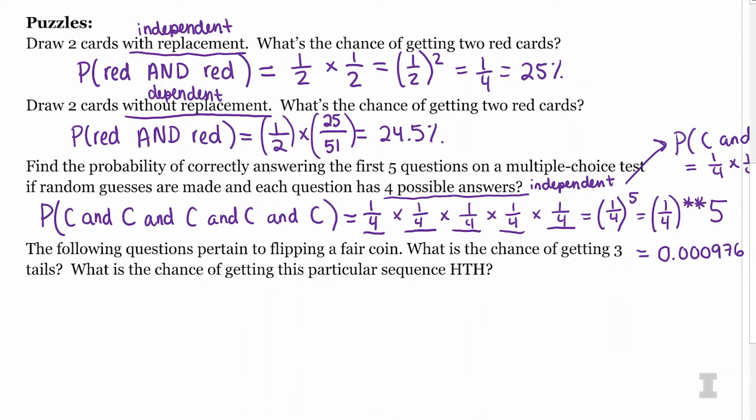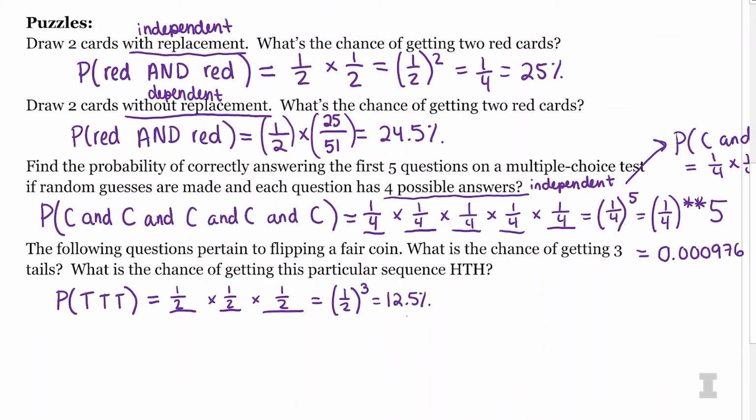And then the very last puzzle I have here says, the following questions pertain to flipping a fair coin. What's the chance of getting 3 tails? So the probability of getting a tail and a tail and a tail is just going to be 3 probabilities multiplied together. So the chance of getting a tail on the first flip is 1/2. What about the second flip? Still going to be 1/2 no matter what happens. Again, independent events. So I have 1/2 cubed. And what does that give me as a percent? So 1/2 cubed is 1/8, or 12.5%.